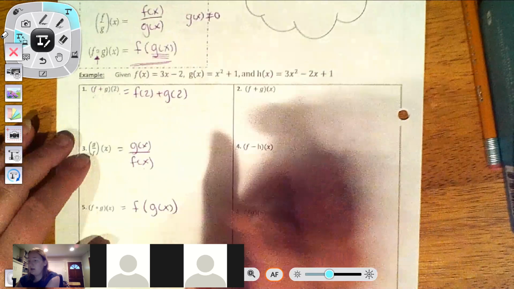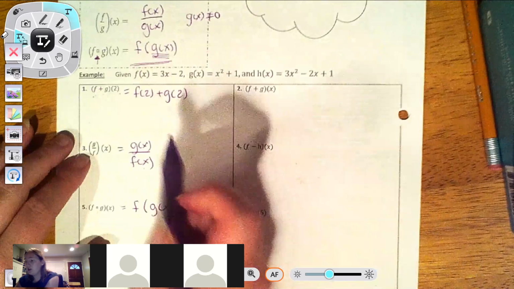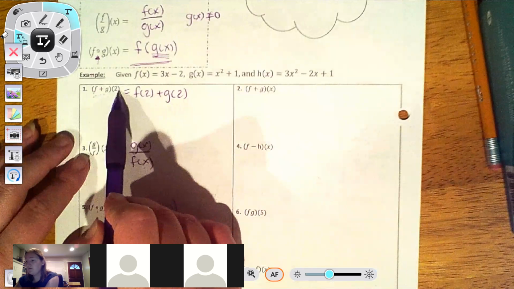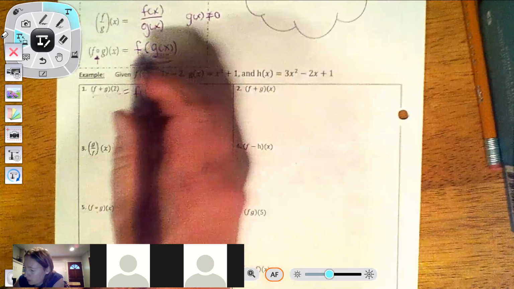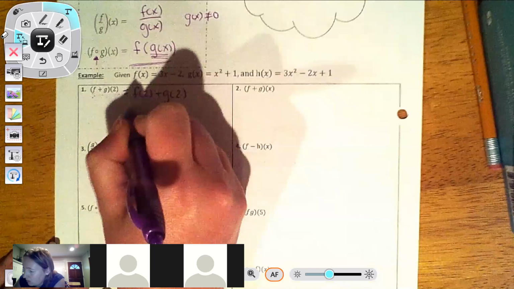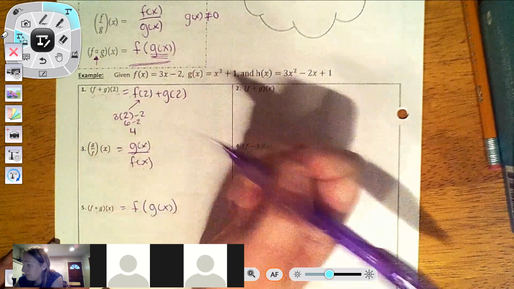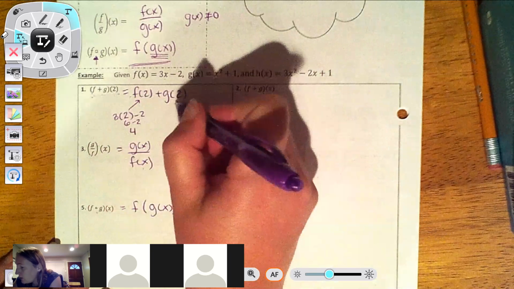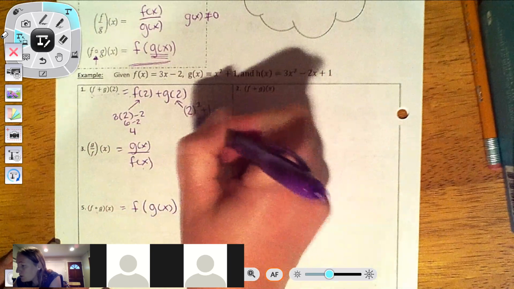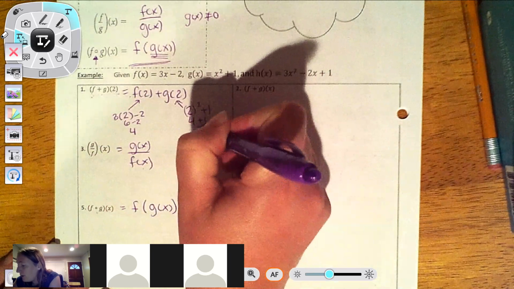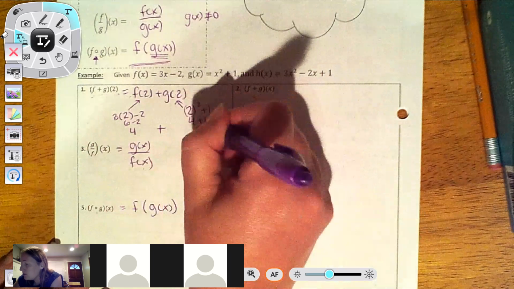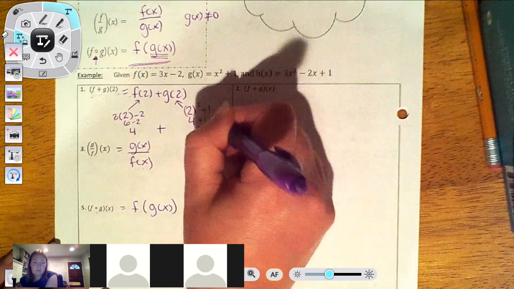So earlier we talked about how this would be f of 2 plus g of 2. Just as a quick review, f of 2 would be 3 times 2 minus 2, or 4. g of 2 would be 2 squared plus 1, so 4 plus 1, which is 5. And then we add those together, and our answer is 9.